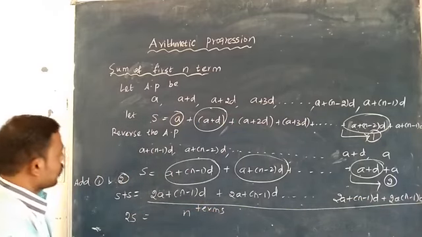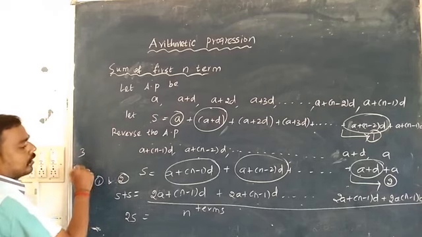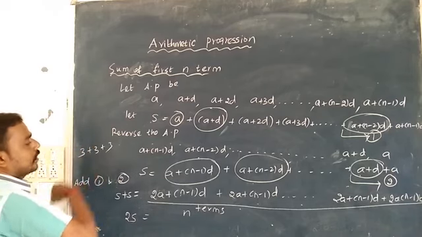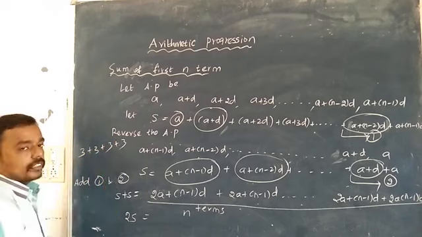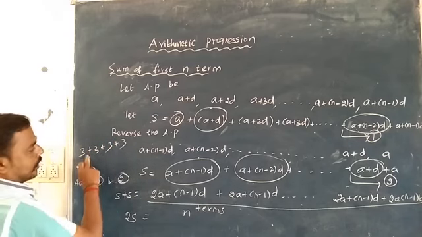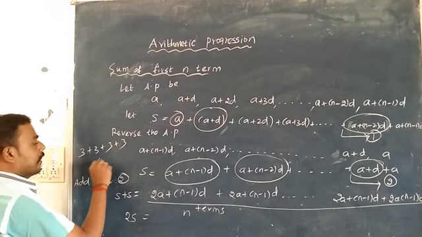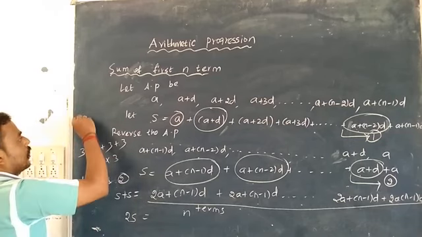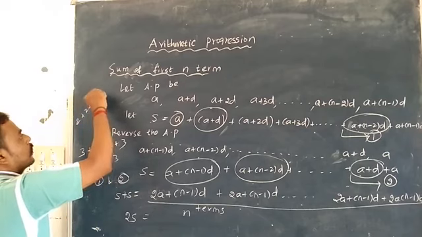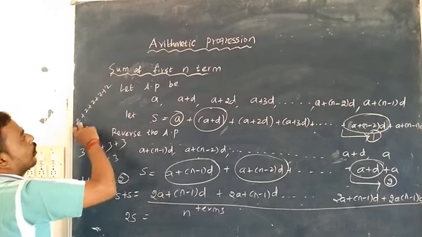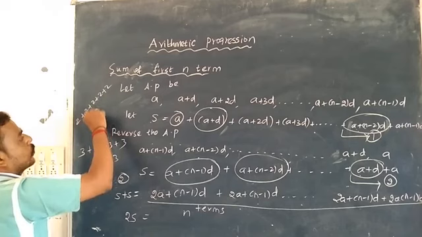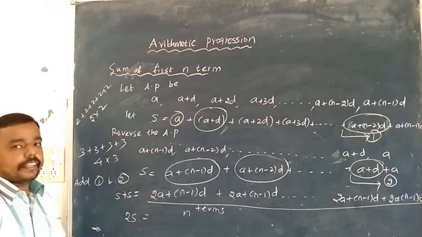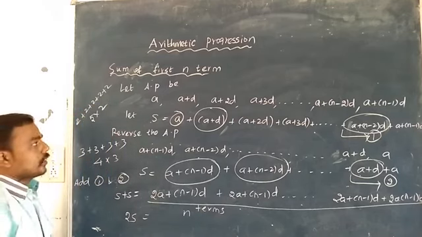Okay. Now suppose just think about 3 plus 3 plus 3 plus 3. How many 3s? Four 3s. So we can write 4 into 3. That answer is 12. Addition also 12. Suppose 2 plus 2 plus 2 plus 2 plus 2. How many 2s? Five 2s. So five 2s are 10. This answer is 10.